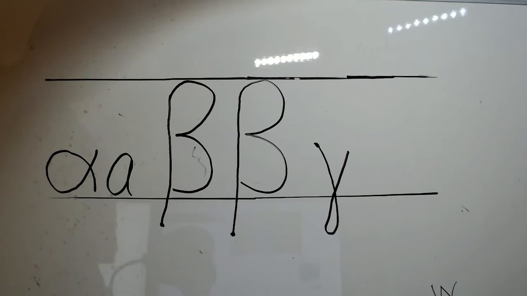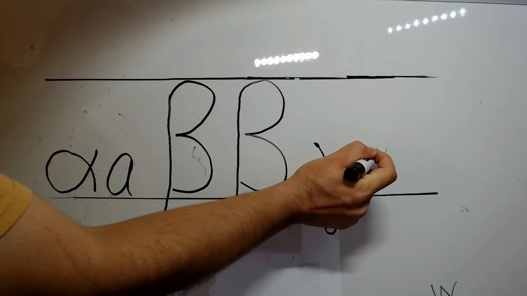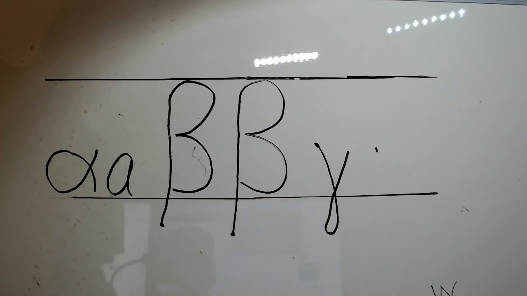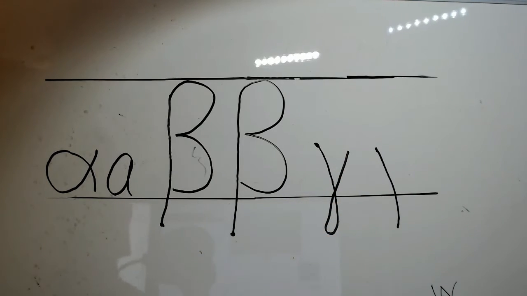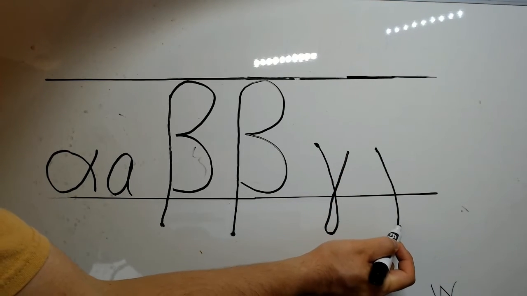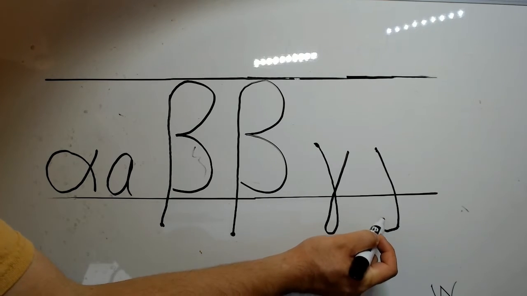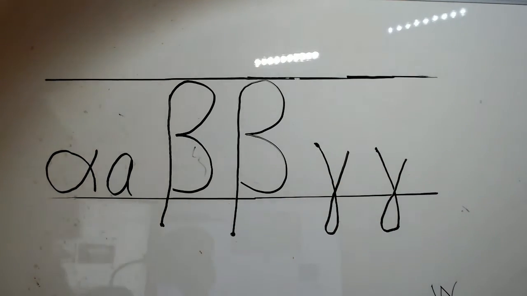One more time. Starting here for gamma. I'm going to drop down here, and you see I'm curving around, so I'm going to make that curve around, and then up like that. Gamma. Hard English G. Girl or grass. Those kinds of words.